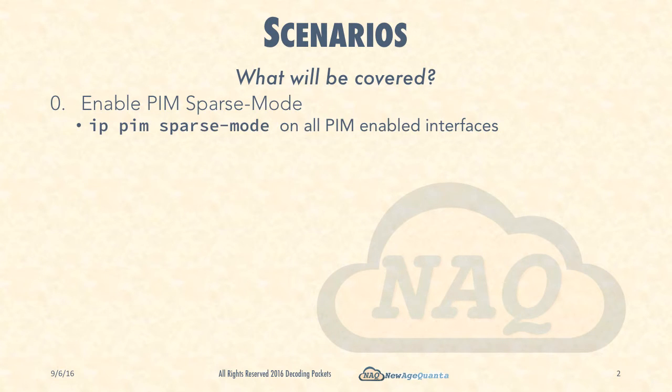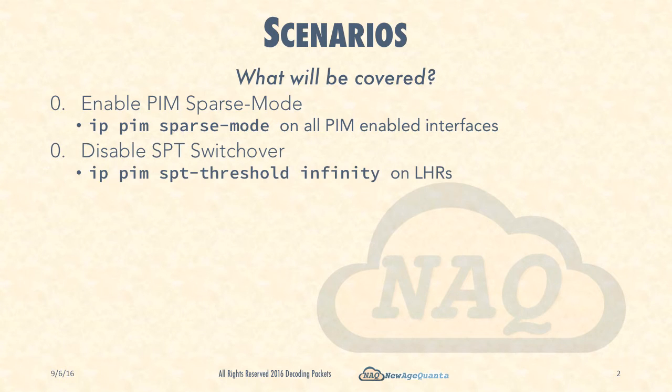Now, we'll talk about enabling PIM Sparse Mode very briefly, how to just enable basic PIM Sparse Mode on all of the routers. We'll talk about how to disable SPT switchover. So the shortest path tree switchover we will be covering right at the end of the demo. During the first few scenarios in the demo, SPT switchover will actually be disabled.